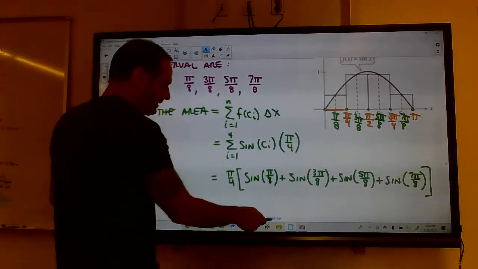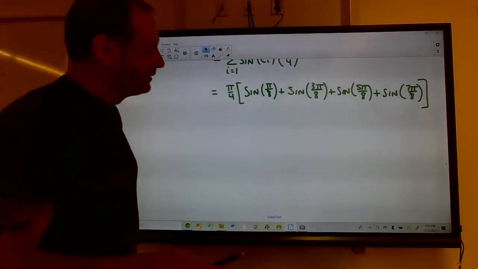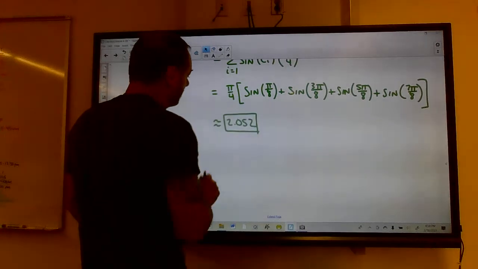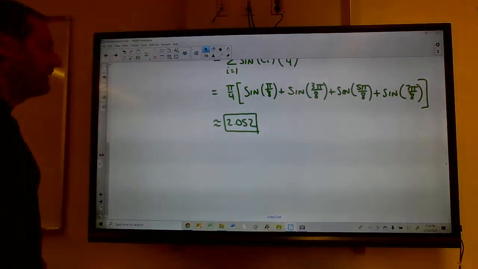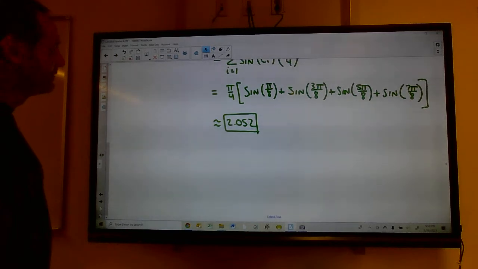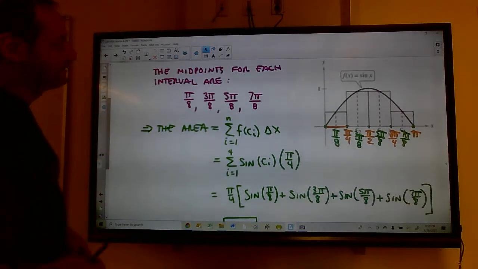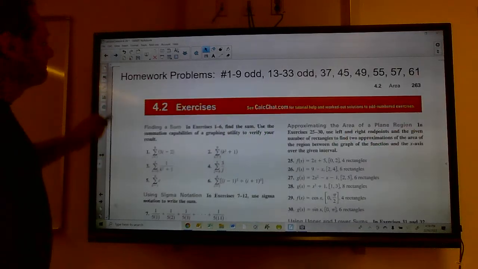And I can just do this on my calculator. Make sure your calculator's in radians. It needs to be in radians or you're going to get the wrong answer. You're going to get about 2.052, which is approximately the area under that curve right there.